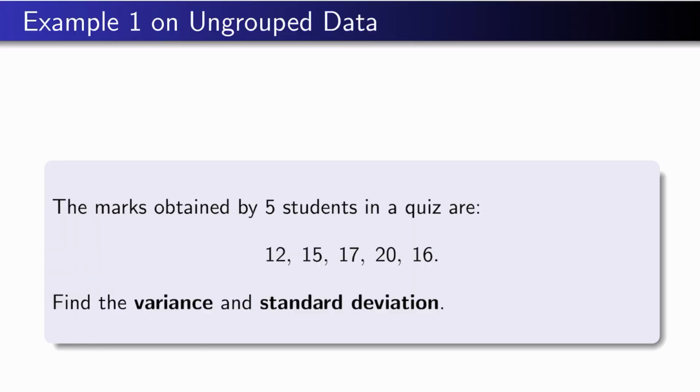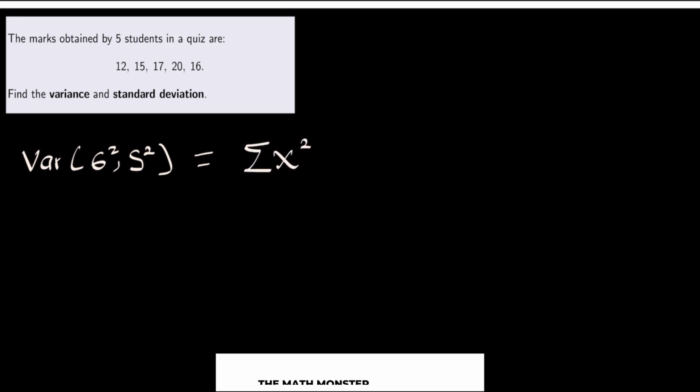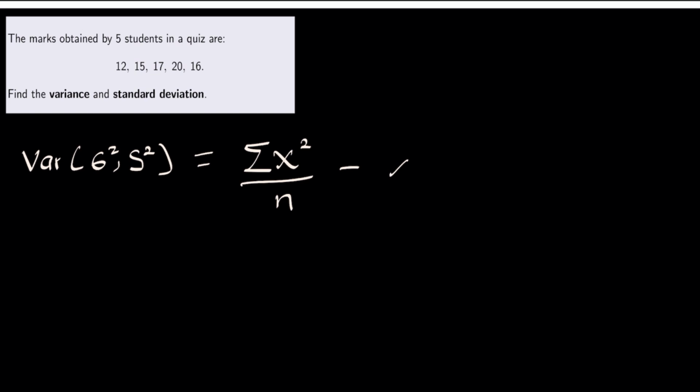Let's consider some examples on finding the variance and standard deviation. We start with finding the variance and standard deviation for ungrouped data. Example 1. The marks obtained by 5 students in a quiz are 12, 15, 17, 20, and 16. Find the variance and standard deviation. By definition, the formula for finding the variance is summation x squared on n minus the mean squared. So it's important we find the mean.